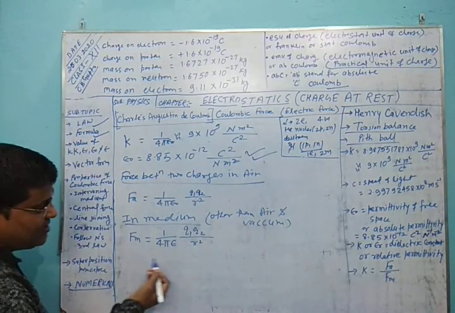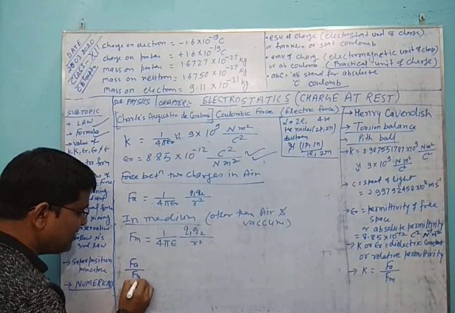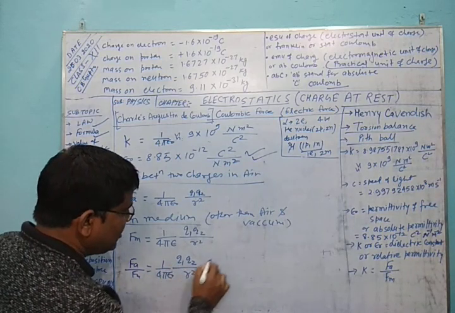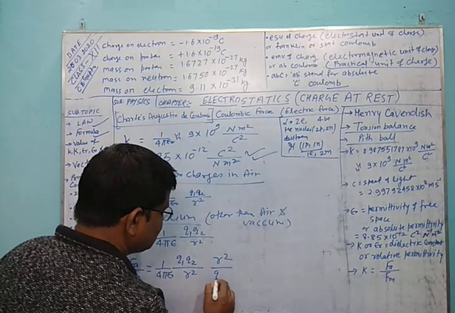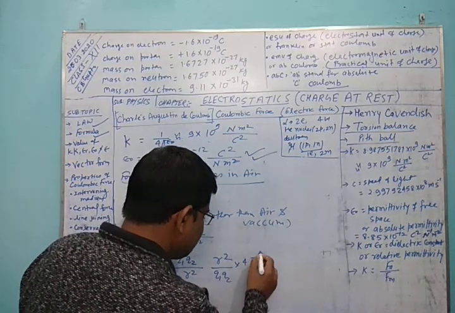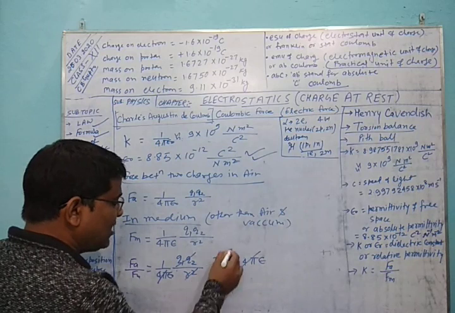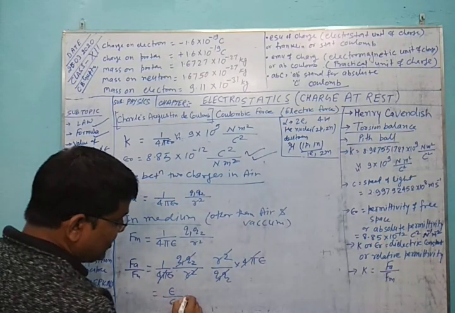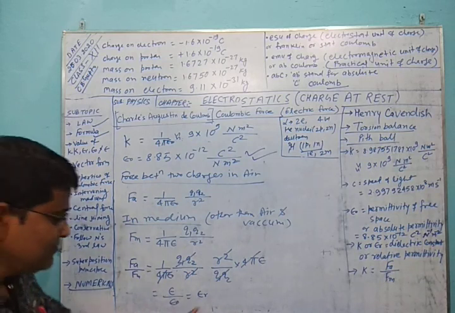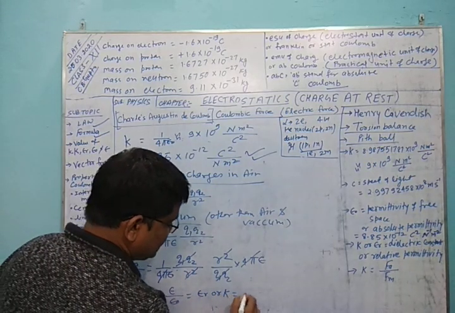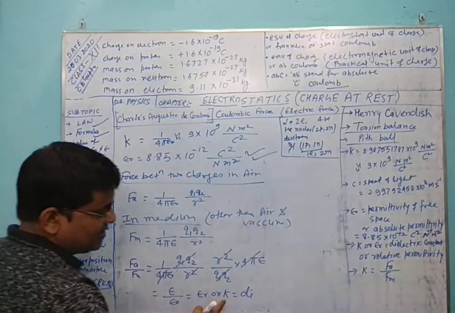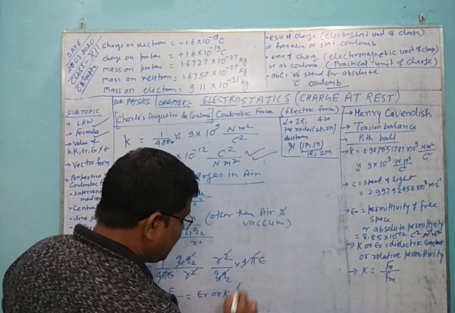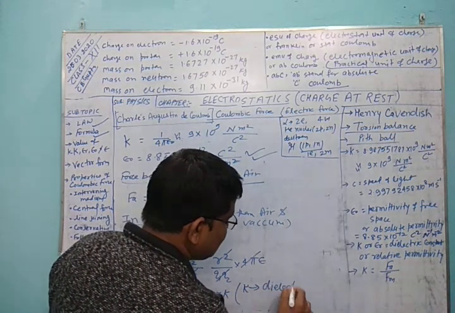Now, if you divide Fa by Fm, it becomes 1 by 4 pi epsilon naught Q1 Q2 upon R square, into R square by Q1 Q2, into 4 pi epsilon. 4 pi and 4 pi cancel out, Q1 Q2 cancel out, R square cancels out. It becomes epsilon by epsilon naught, which is called relative permittivity, also known as dielectric constant. Here it is small k, and here capital K, the dielectric constant. K represents the dielectric constant.